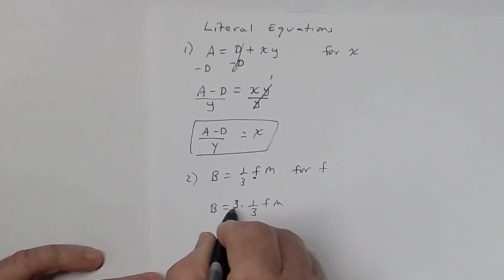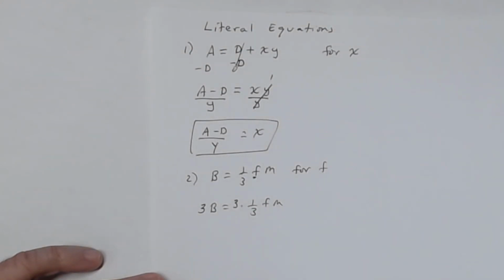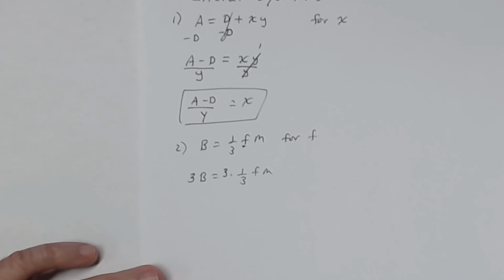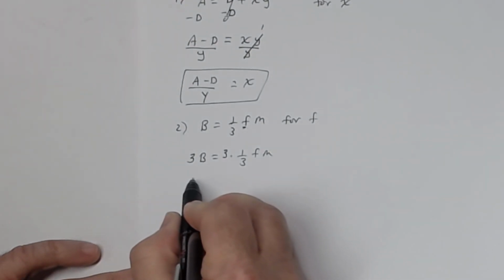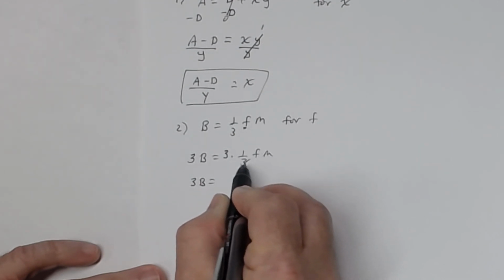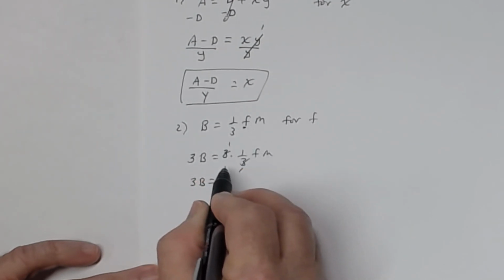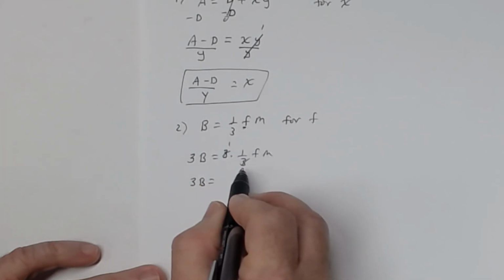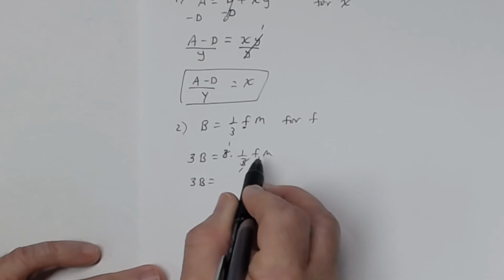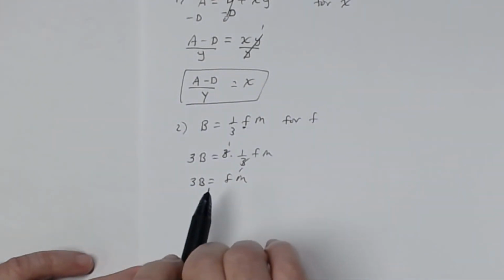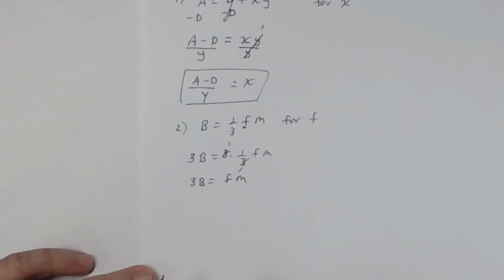Remember, what you do to one side, you have to do to the other. So if you multiply the right-hand side by 3, you're going to multiply the left-hand side by 3. And what I then get is this. I get 3b is equal to, now 3 times 1/3, the 3's divide out. You're left with 1's as factors. 1 times 1 is 1. And 1 times Fm is Fm. So that's where we're at. At this point, I've eliminated the fraction. But I still have to solve for F, right?